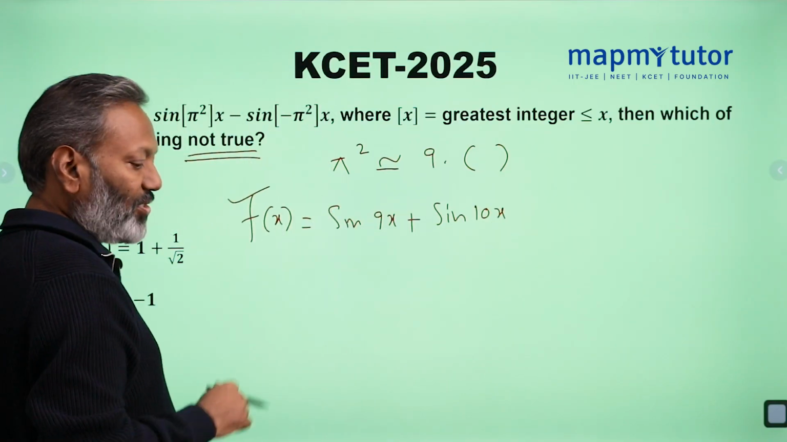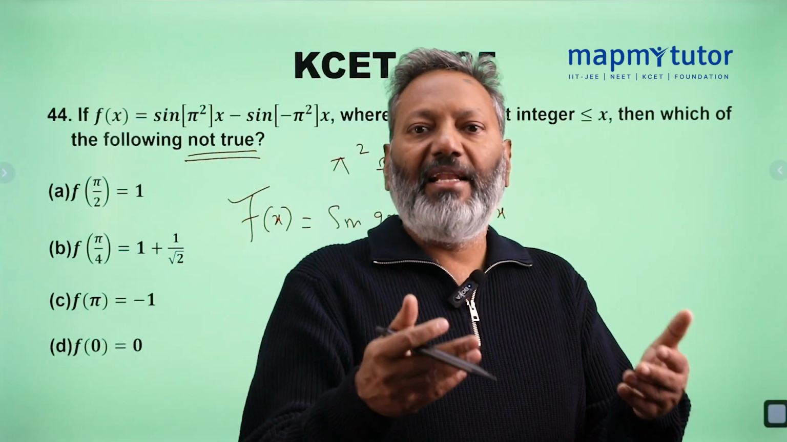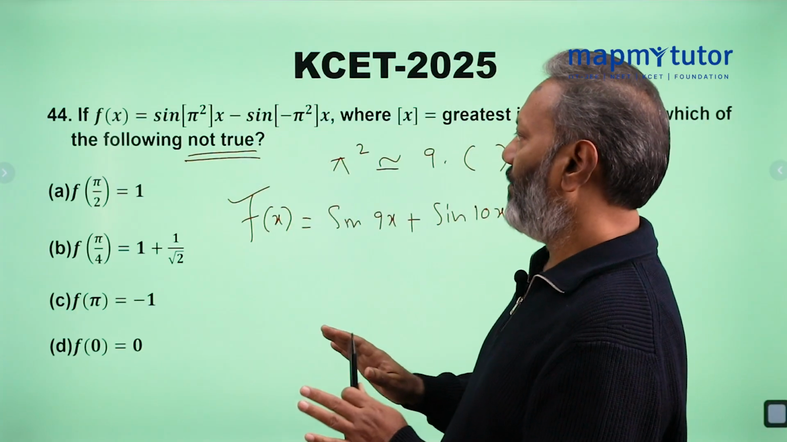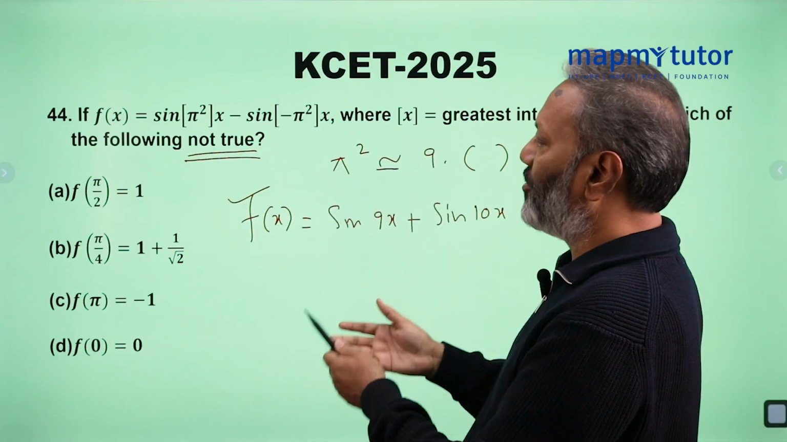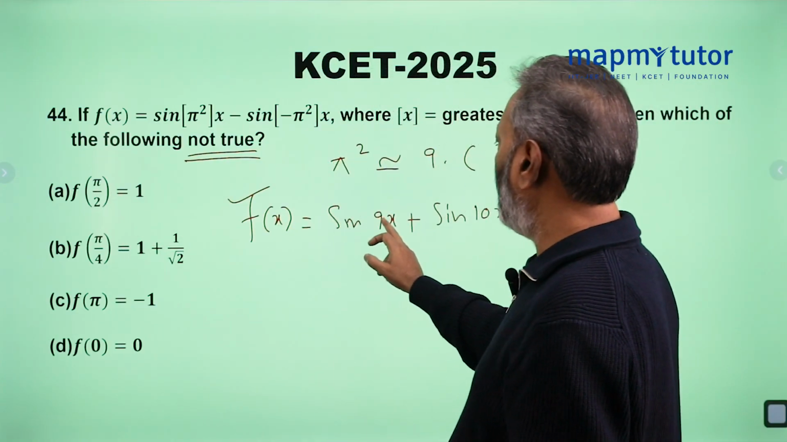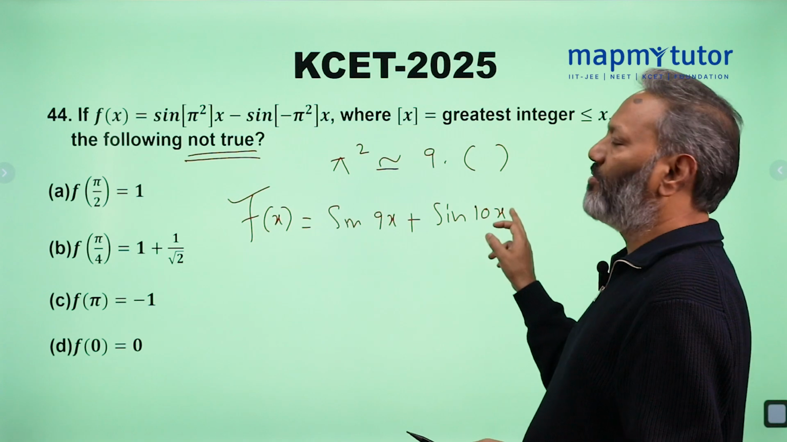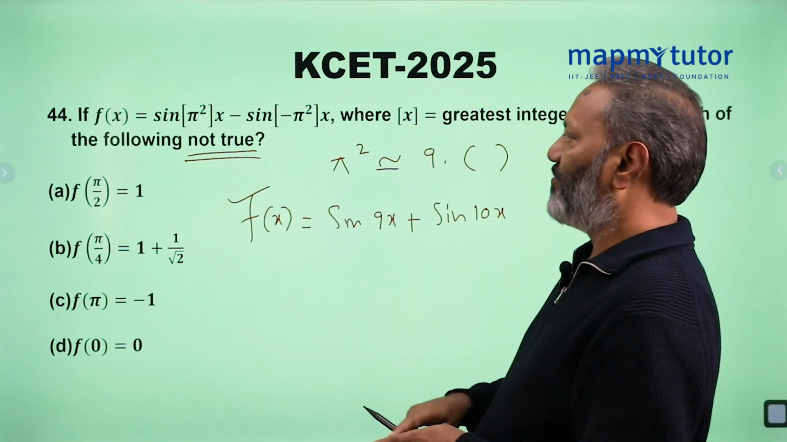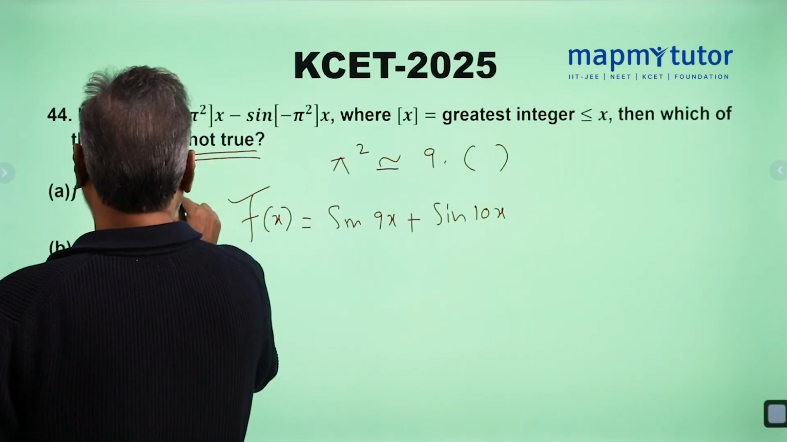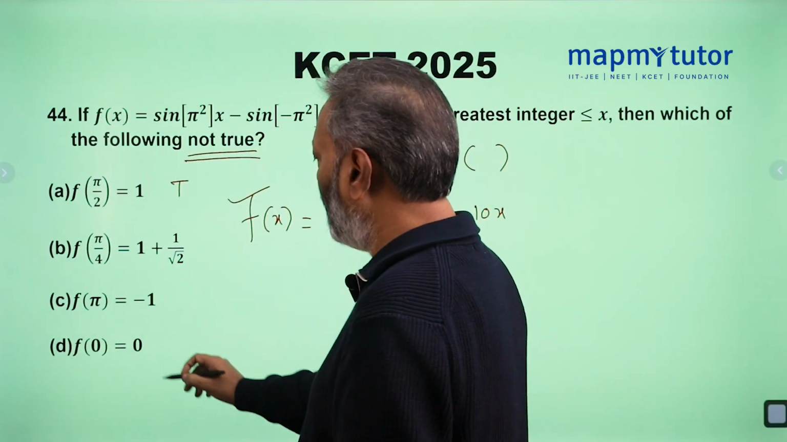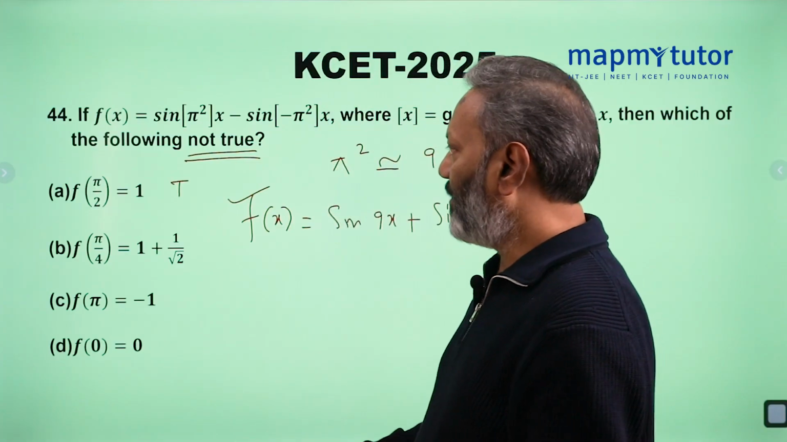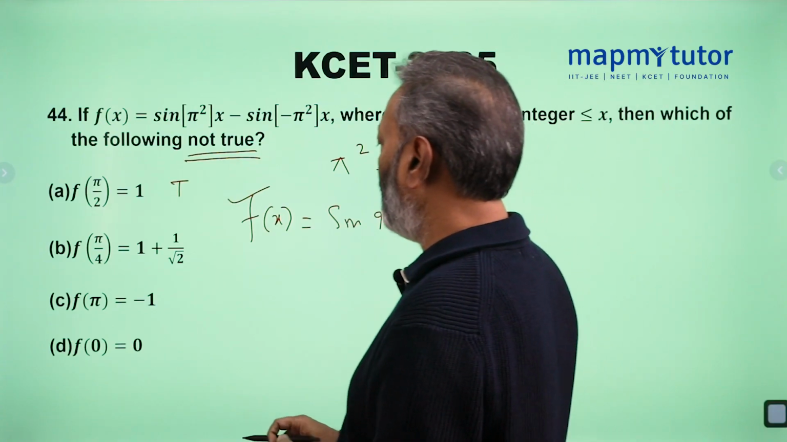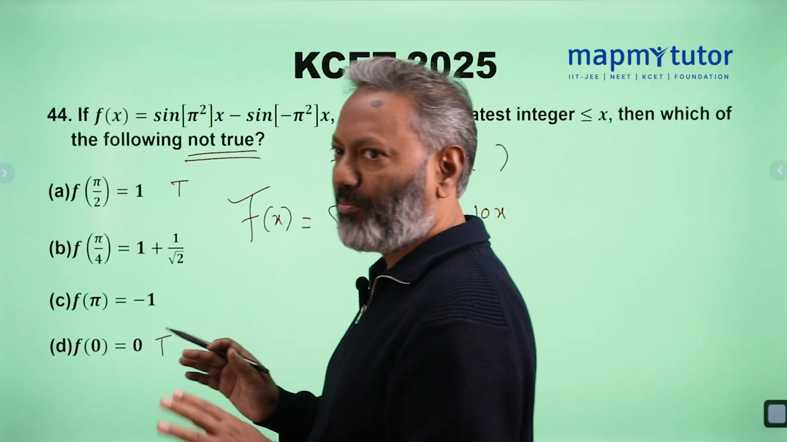I got the function. So instead of giving the function as sine 9x plus sine 10x, they have given it in this form. Now let me check the options because they are asking which is not true. If I put pi by 2, 9 pi by 2, 10 pi by 2. 10 pi by 2 is 5 pi, it is 0. And 9 pi by 2 is equivalent to pi by 2, and hence it is 1. That means it is true. But I want not true. Like that, I can observe the last option. It is easy, right? f of 0. If I put 0, sine 0 is 0, sine 0 is 0. Therefore, it is also true. No, it is not my answer.